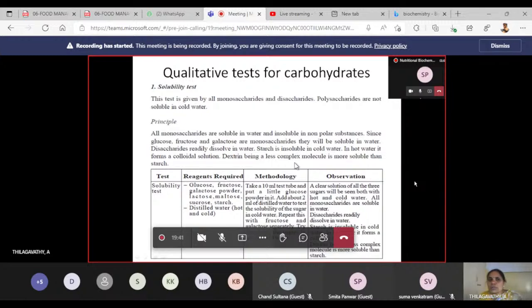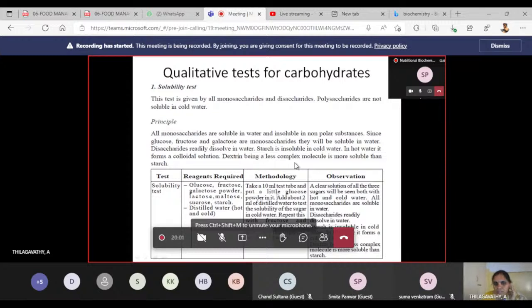The first test which you can do for the carbohydrates is the solubility test. You will take the sugars and dissolve them in water. When you do this for the carbohydrates, you will take around 10 ml of water.